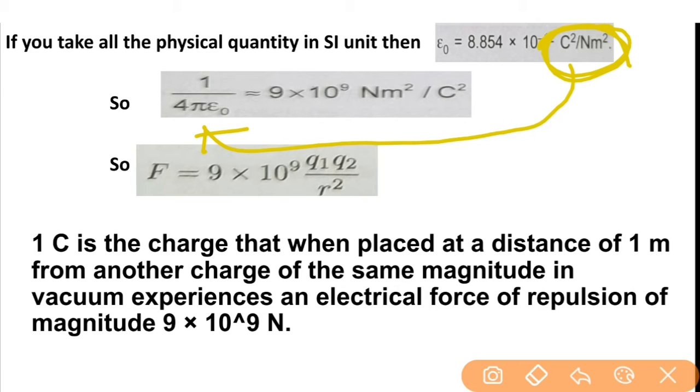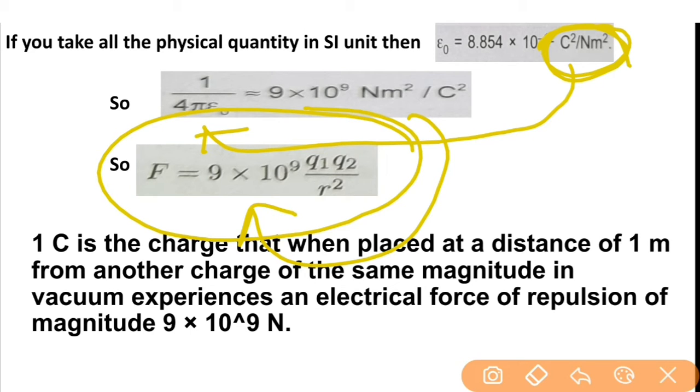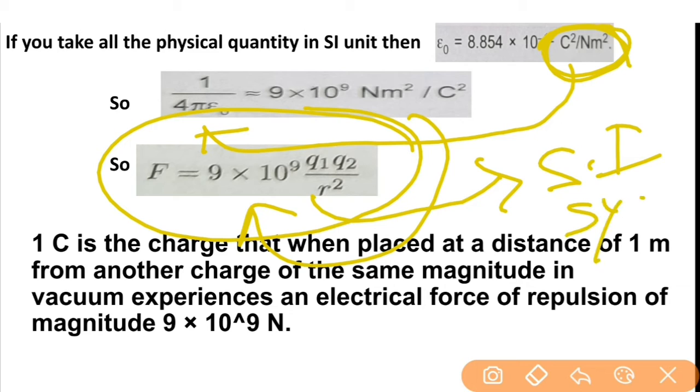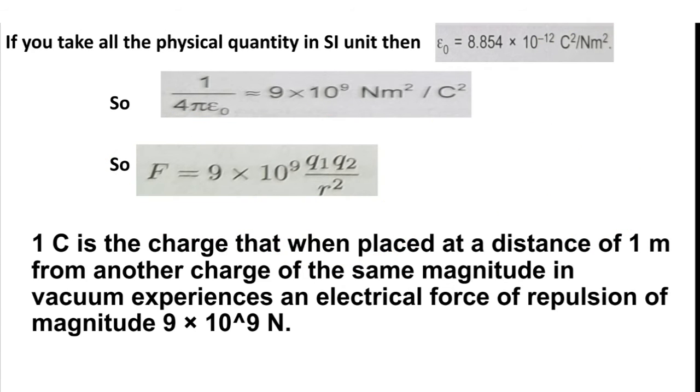So if we replace 1 by 4 pi epsilon 0 by 9 into 10 to the power 9, we get this formula: F equals 9 into 10 to the power 9 q1 q2 by r square. This is for the SI system, students.